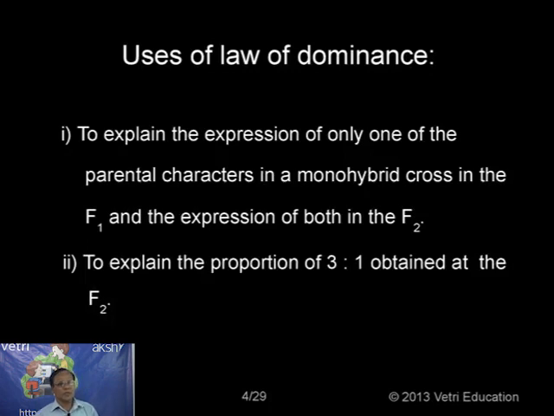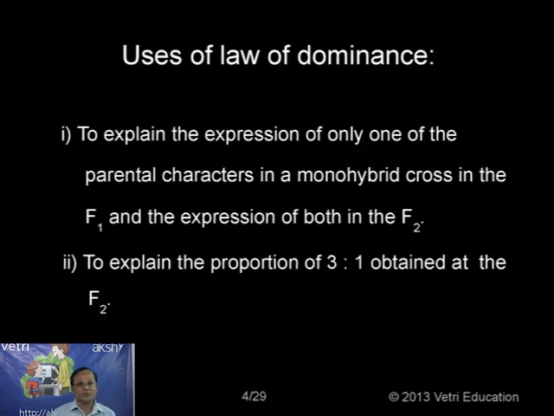What is its main use? It explains the expression of only one of the characters in the F1 generation and the expression of both characters in F2. The tall character is expressed in F1, and both the tall and recessive characters are expressed in F2. Another use of dominance is to explain the proportion of tall and dwarf, 3:1, obtained in the monohybrid cross.